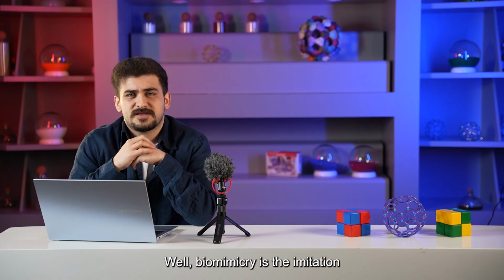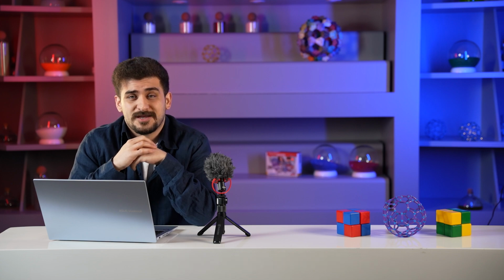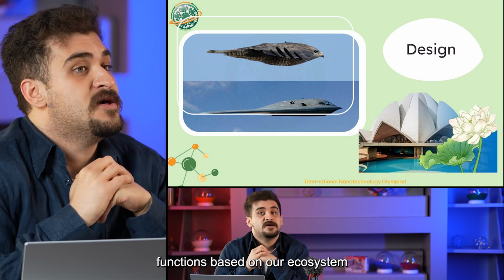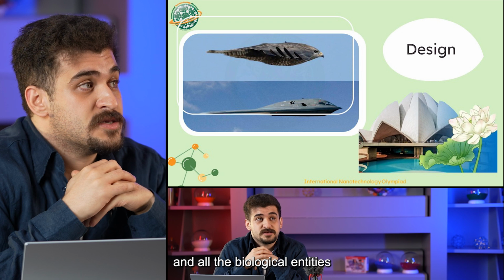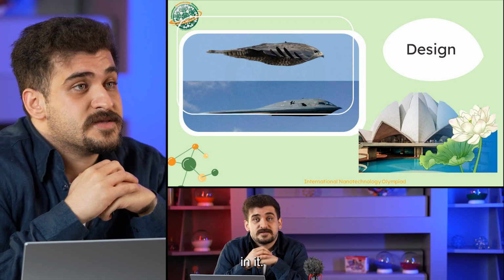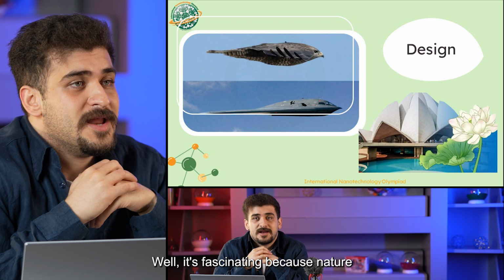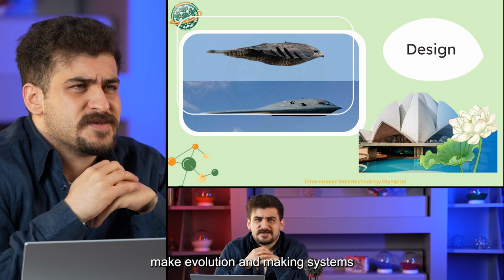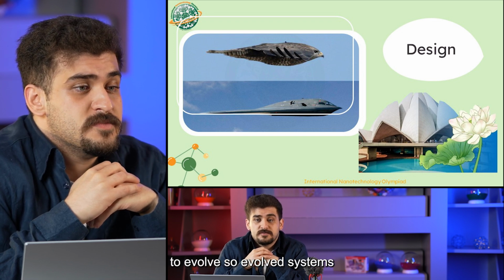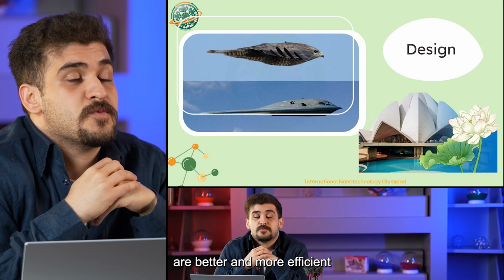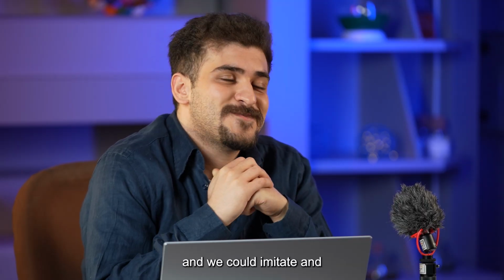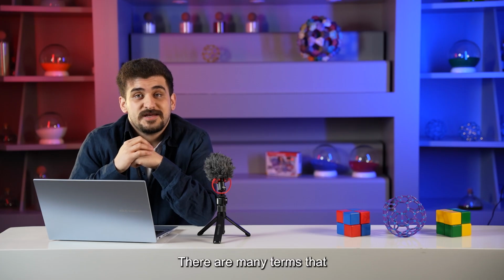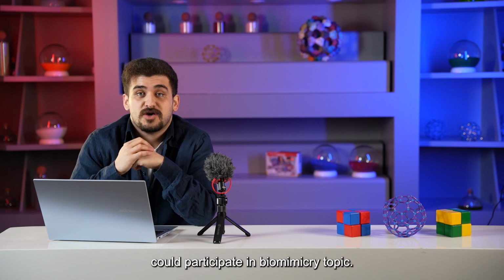Well, biomimicry is the imitation of our nature. It means to modulate and design productions and systems and functions based on our ecosystem and all the biological entities in it. Well, it's fascinating because nature has all the time to make evolution and making systems evolve. So evolved systems are better and more efficient with natural selection, and we could imitate and mimic them to make useful stuff.